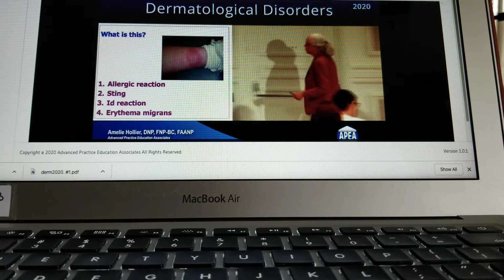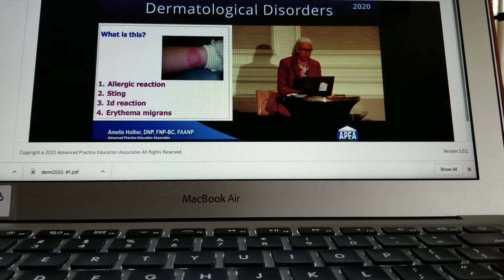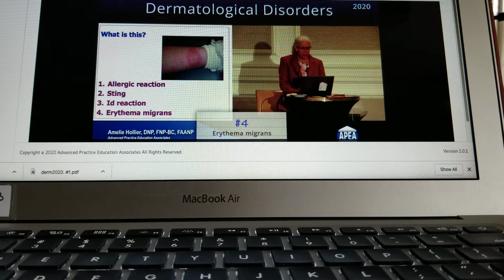Look at this image. What is this? Well, I'm looking at this circular kind of thing with central clearing. And hey, wait, in the middle of the central clearing, there's something right here. What is that? What do we call it? We call it erythema migrans.